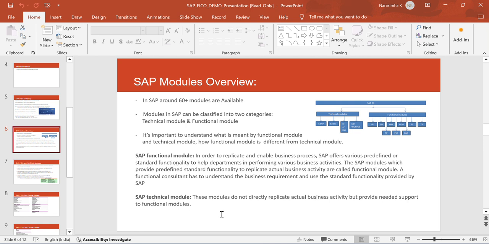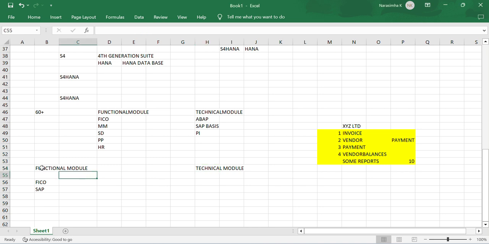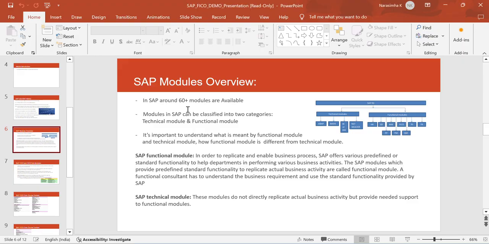What is the use of a technical module? As I said just now, technical modules don't directly replicate actual business process activity but provide needed support or help to the functional modules. Here we have to develop one report, and with the help of the technical module, we achieve that in SAP. Like this, technical modules are helpful. So this is the modules overview.